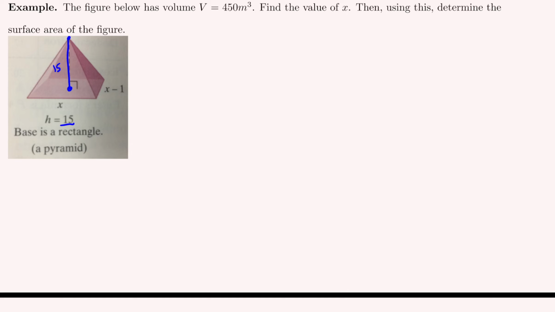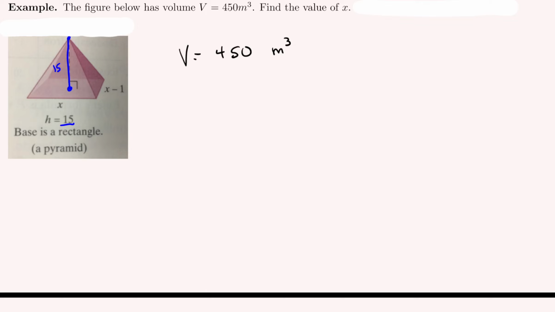So after we've familiarized ourselves with the picture, let's read the example. It says the figure below has a volume of 450 meters cubed. Find the value of x. So our goal in this example is to just find the value of x. Let's list out what we know. We know the volume is 450 meters cubed, but we also know this is a pyramid. And if you look back in your notes, you have a formula for the volume of a pyramid.